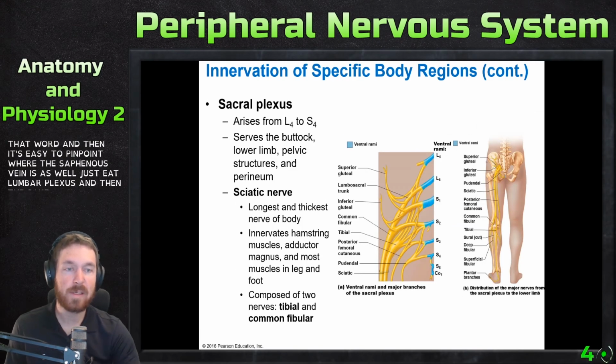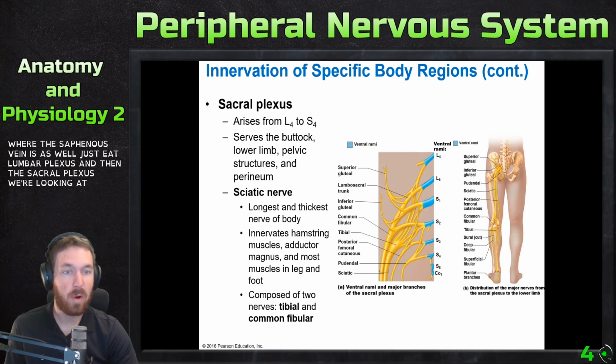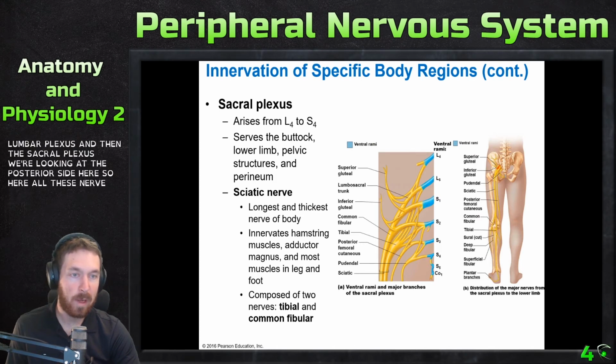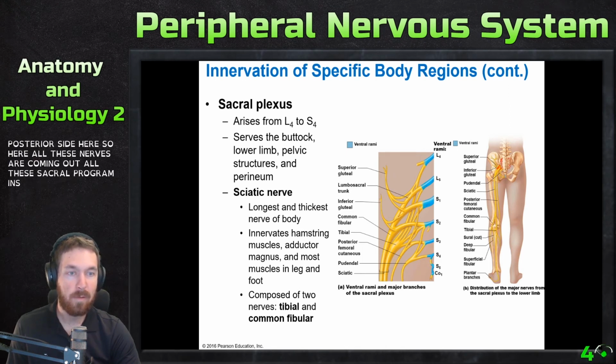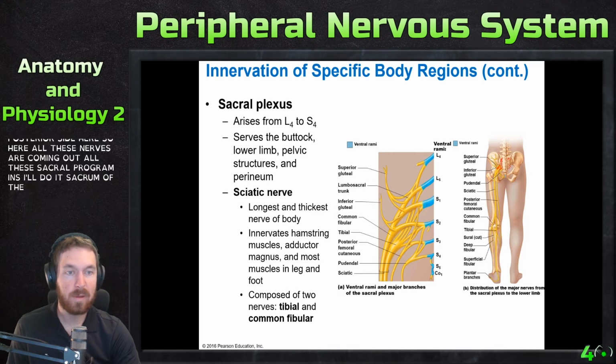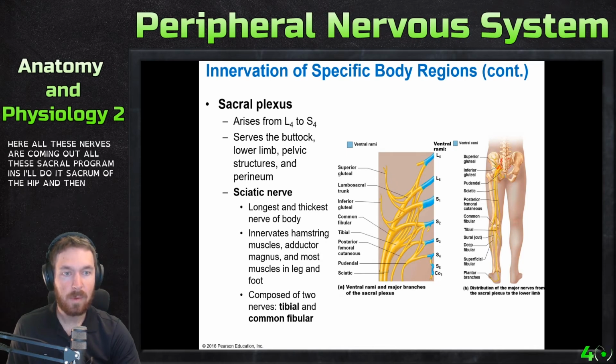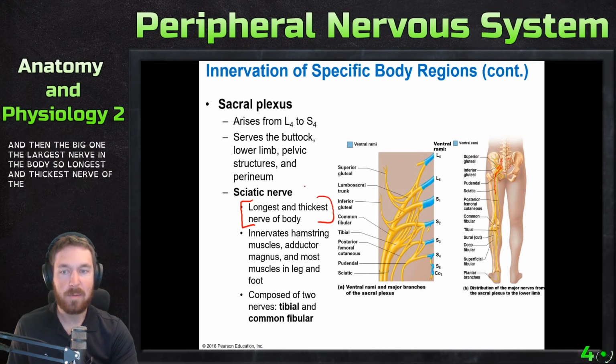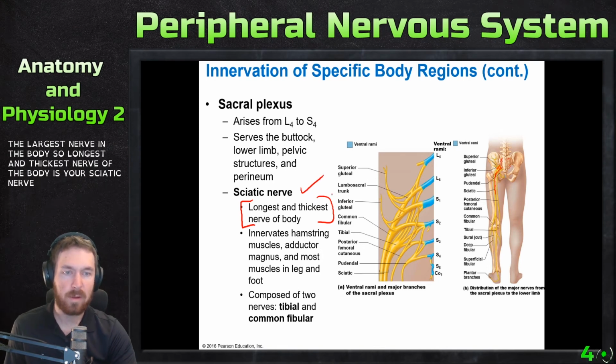And then the sacral plexus, again, we're looking at the posterior side here. So all these nerves are coming out of all these sacral foramens of the sacrum of the hip. A couple different nerves here, like gluteal nerves, so superior and inferior gluteal nerve. There's a pudendal nerve. And then the big one, the largest nerve of the body, so longest and thickest nerve of the body, is your sciatic nerve. We've all heard of the sciatic nerve.